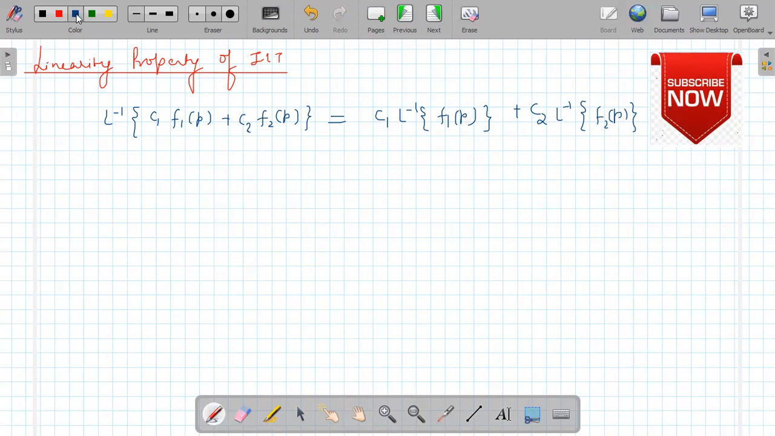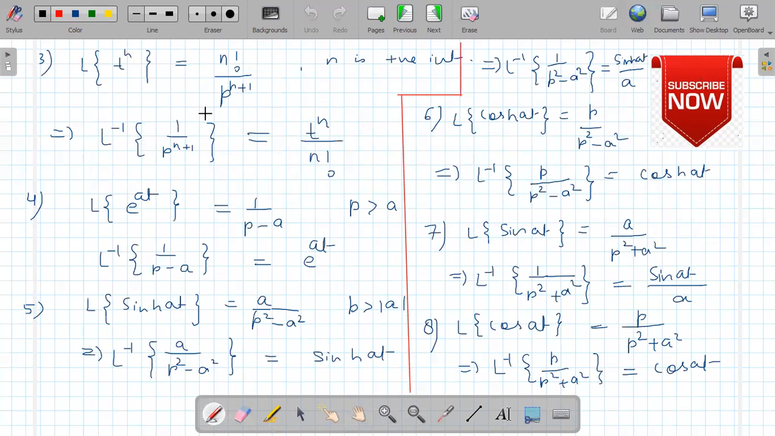So let me take some examples which are very simple. For example, find Laplace inverse of 1 upon p raised to the power 5. So how to compute its Laplace inverse? I have told you the formula. Laplace inverse of 1 upon p raised to the power n plus 1 is equal to t raised to the power n upon n factorial if n is a positive integer.